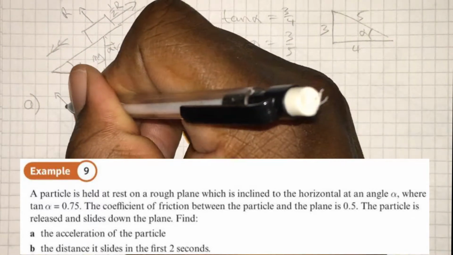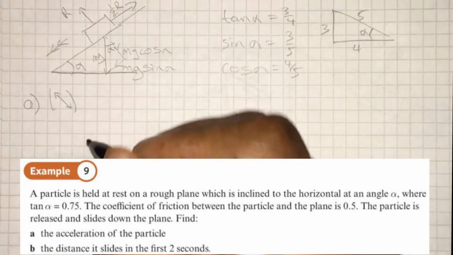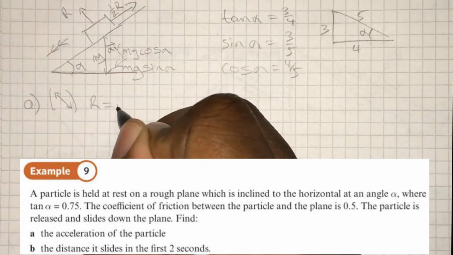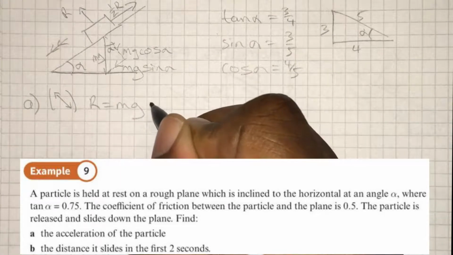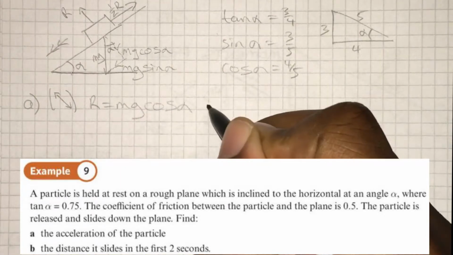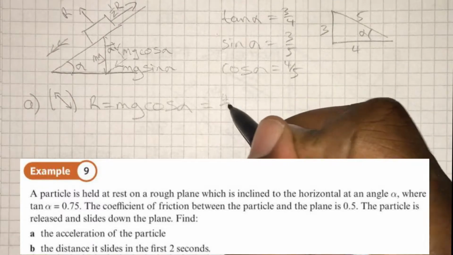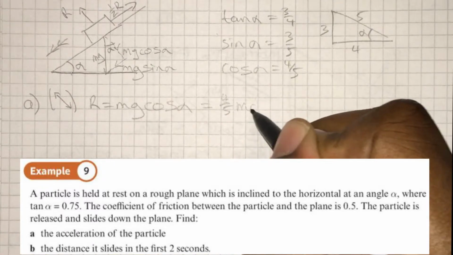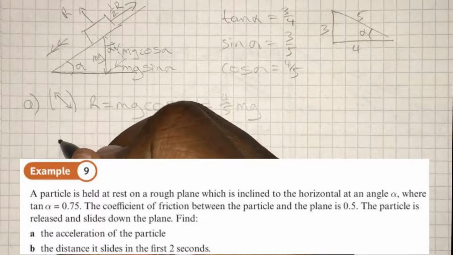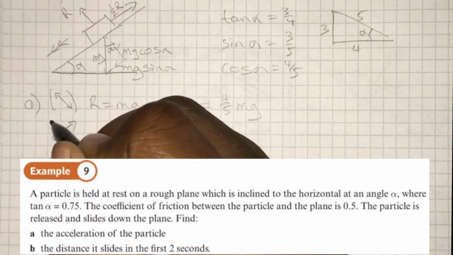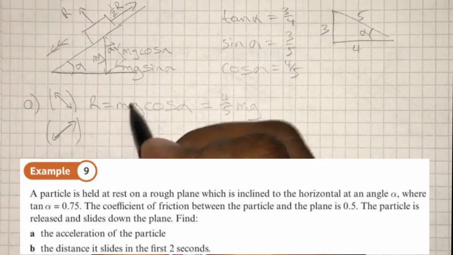We'll start by resolving perpendicular to find the reaction force. So R must equal mg cosine alpha. There are no other forces acting in that direction. Cosine alpha is 4/5. The reaction force is 4/5 of mg. We're now going to head parallel to the plane and resolve forces in that direction.